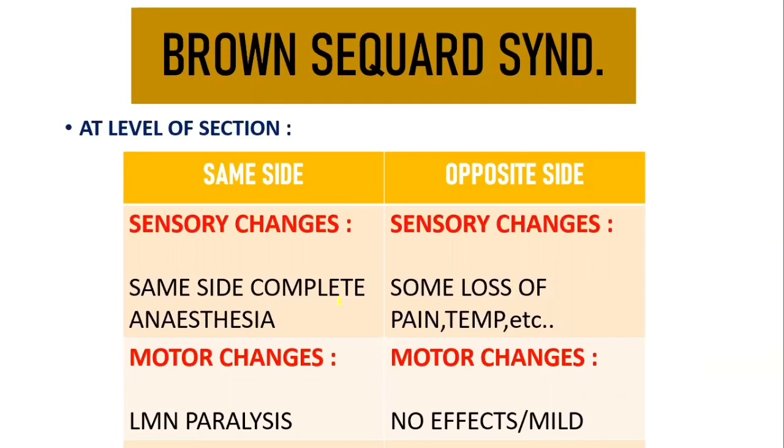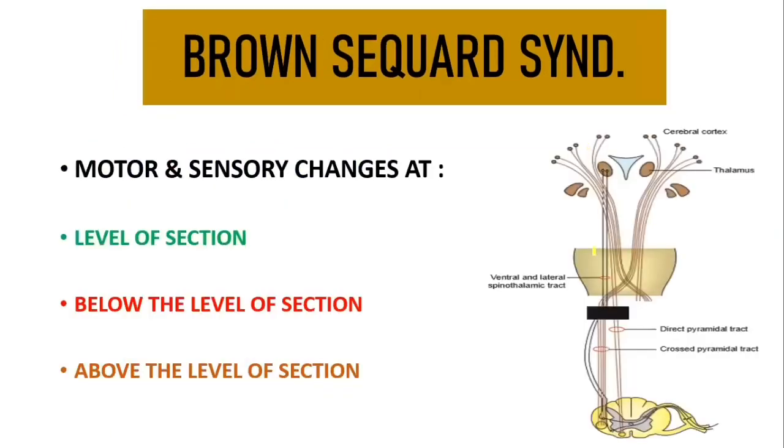And in each level, you are supposed to appreciate what are the same side effects seen, what are the opposite side effects seen. In this picture, if my right side of the spinal cord is going to be affected, what are the motor and the sensory changes that are going to happen on the same side, meaning the right side? What are the motor and the sensory changes that are going to happen on the opposite side? Again, you'll see this at 3 levels: at the level, below the level, above the level.